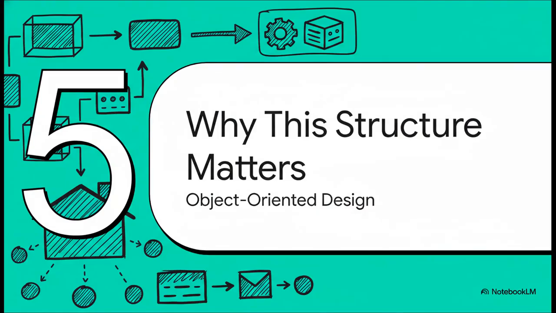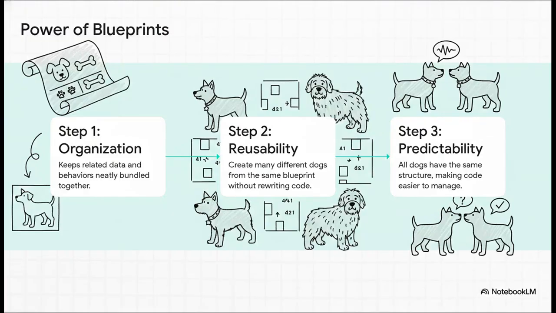So why do we go through all this trouble, right? Why not just have a bunch of separate pieces of data and actions floating around? That brings us to our final section, and it's a big one. Why this structure matters. This is all about the power of what we call object-oriented design. The benefits are huge. First, organization. It's just clean. Everything that has to do with a dog is kept together in one place.